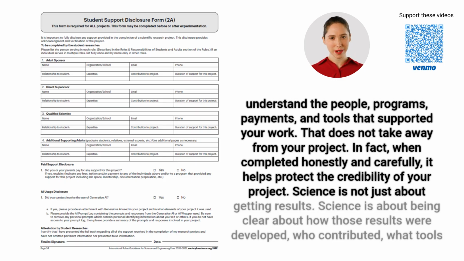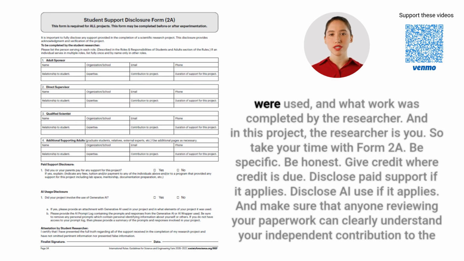Science is not just about getting results. Science is about being clear about how those results were developed, who contributed, what tools were used, and what work was completed by the researcher. And in this project, the researcher is you.